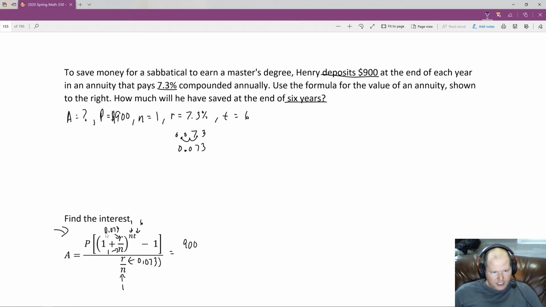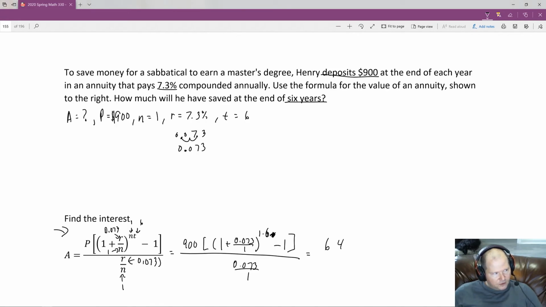So we just plug everything in. We put down the 900, times 1 plus 0.073 over 1, to the 1 times 6, right there. And then we subtract 1. And we put all of that over 0.073 over 1.